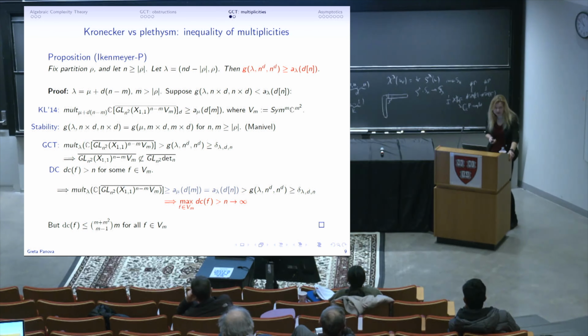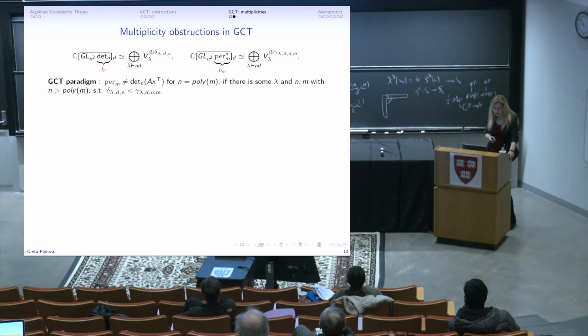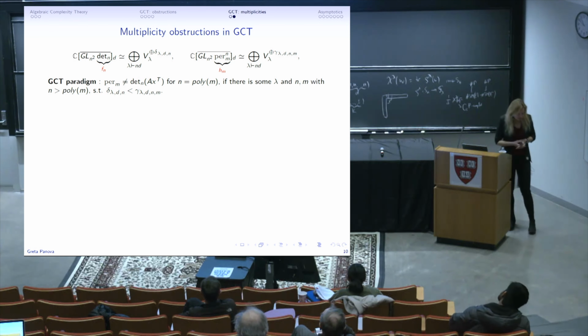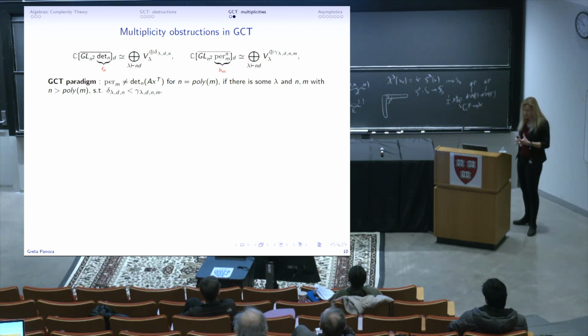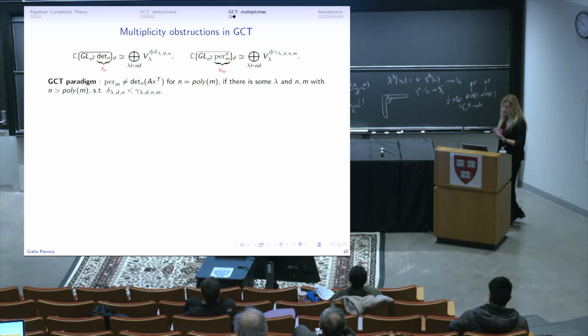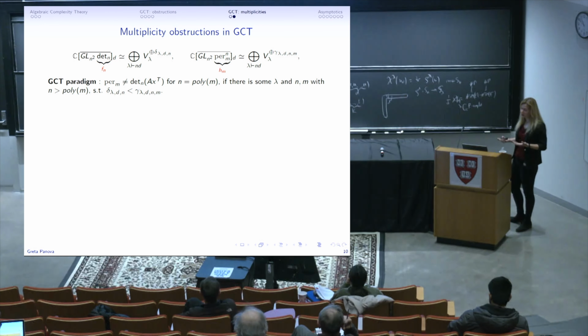So, back to algebraic combinatorics. Okay, since occurrence obstructions don't work, can we say something about multiplicity obstructions? So here is our situation back. What we were doing is we were comparing permanent versus determinant.